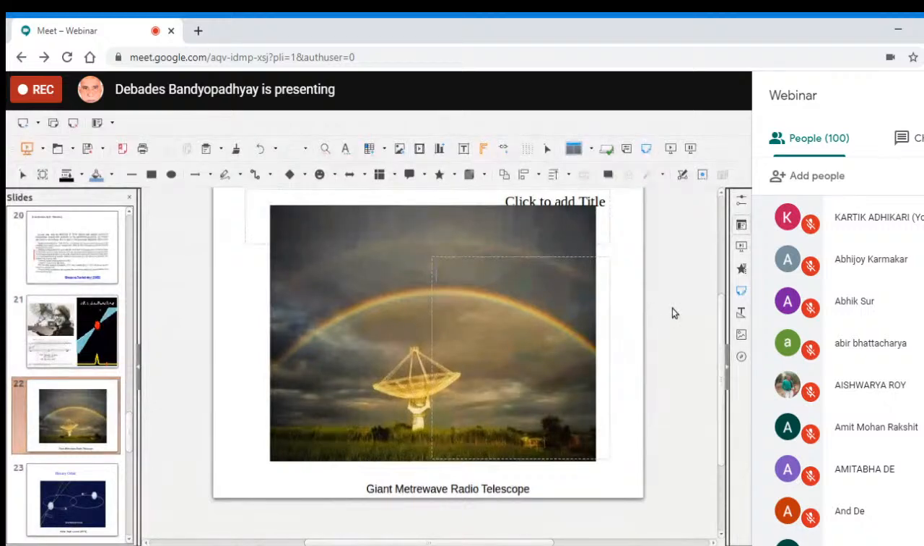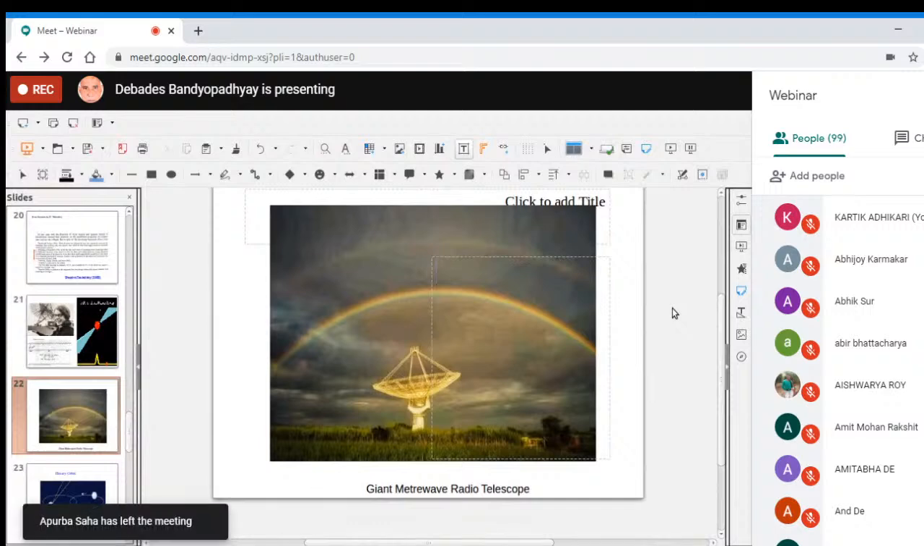This is our own radio telescope, the Giant Metrewave Radio Telescope, very near to Pune, and it is made in India actually. This instrument was made by the famous radio astronomer Professor Govind Swarup. He is still alive at the age of 91 plus. He lives in Pune. So it is a fantastic instrument.